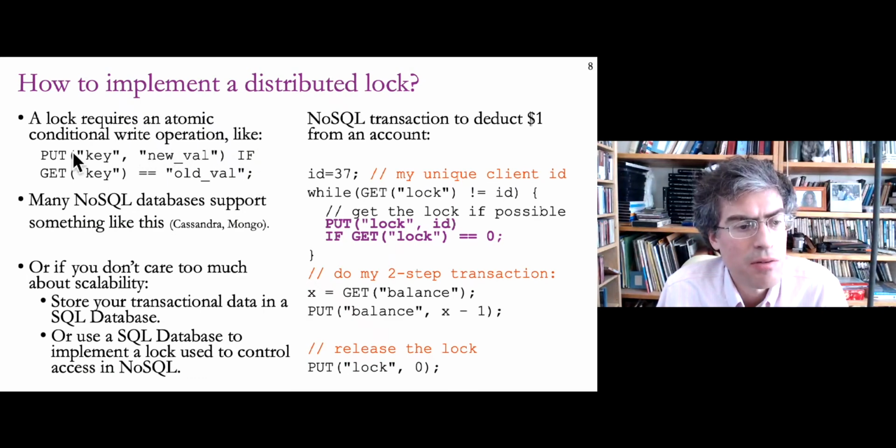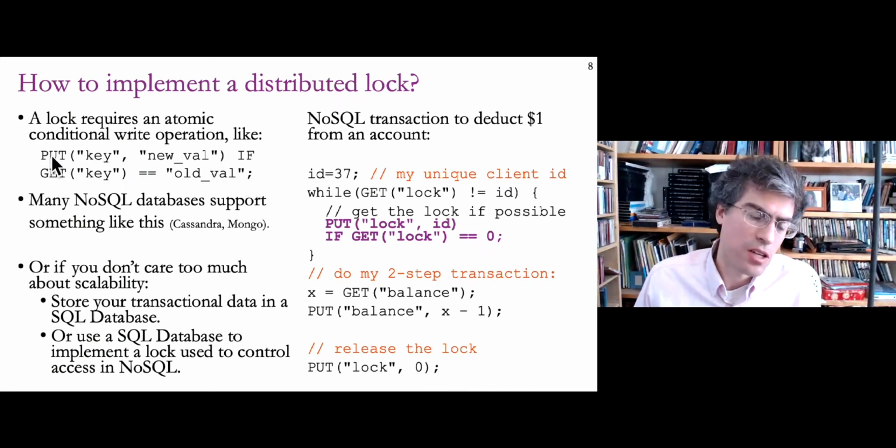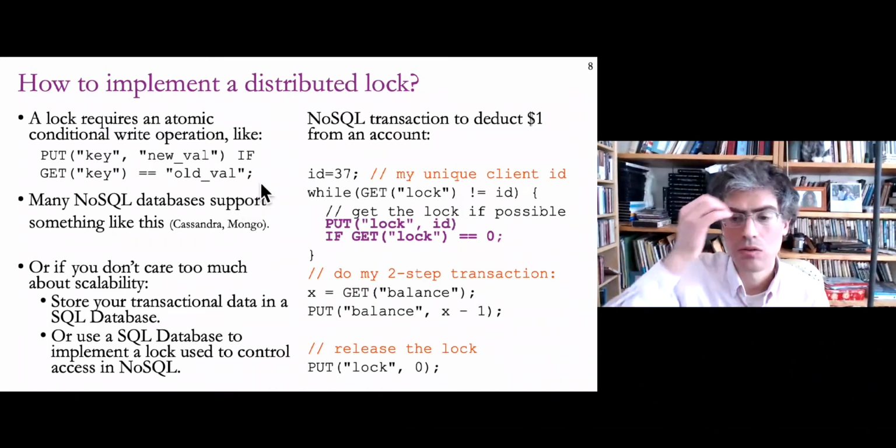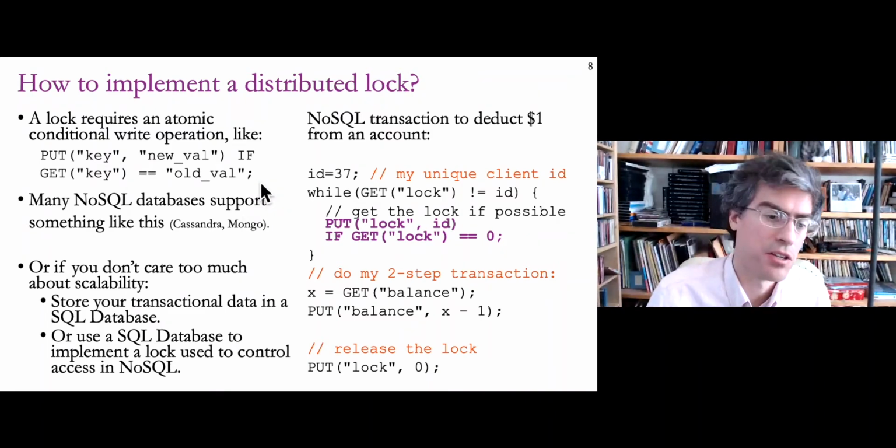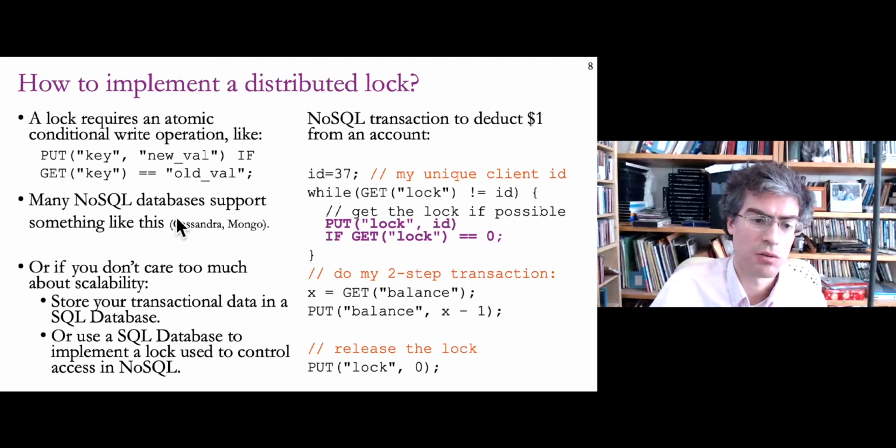Okay, so the benefit of this is that we're doing both a read and a write at the same time. If you can implement that in the database correctly, this allows you to implement a lock, which lets you implement a transaction. Okay, like I said, a lot of NoSQL databases support this, like Cassandra and Mongo are examples that do. So using this primitive, here's some pseudocode on the right-hand side that implements a transaction on one of these NoSQL databases.